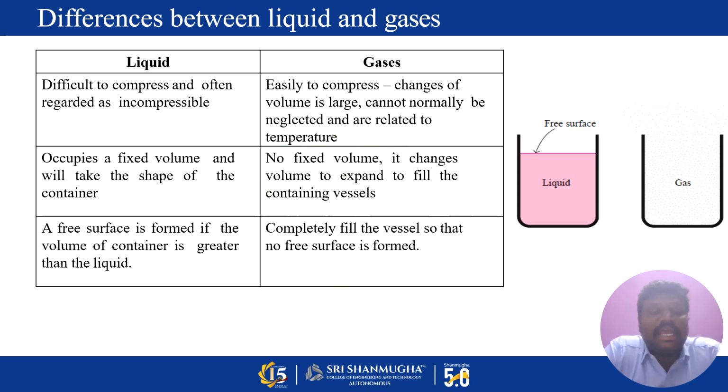Liquids are difficult to compress and often regarded as incompressible, where the density is constant. Gas is easy to compress, the change of volume is large, cannot normally be neglected, and is related to temperature. If the temperature of the gas varies, the viscosity varies. A liquid occupies a fixed volume and will take the shape of the container. A gas has no fixed volume; it changes volume to expand and fill the containing vessel. A free surface is formed if the volume of the container is greater than the liquid. A gas completely fills the vessel so that no free surface is formed.